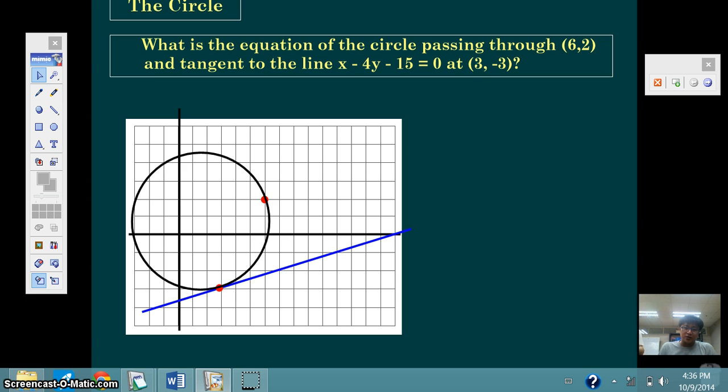So the blue line is your line x minus 4y minus 15 equals 0. The point plotted, (3, -3), is where the tangent and the line will intersect, the point of tangency. It's also given that the circle will pass through this point, the point (6, 2).